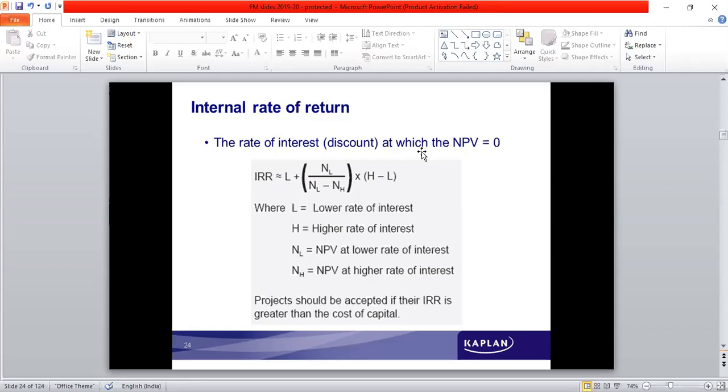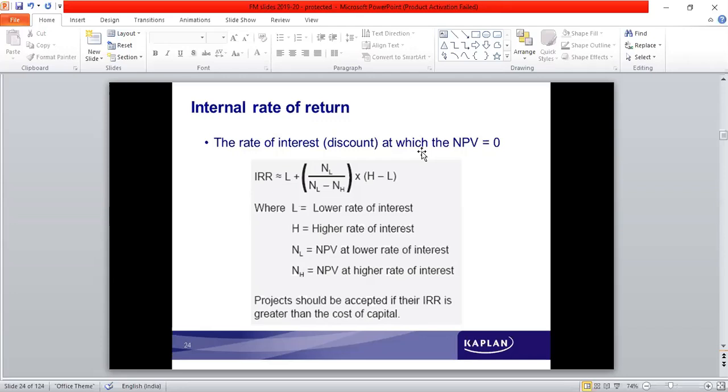Interpolation says that IRR is equal to the lower rate. Since two rates would be selected, one at a lower rate, one at a higher rate. With one rate, we would get a positive NPV, with another rate, we would get a negative NPV. So take the one which is at the lower rate. Suppose 5% and 8% are these two rates which are selected. Between the two, which one is the lower rate? That is 5%.